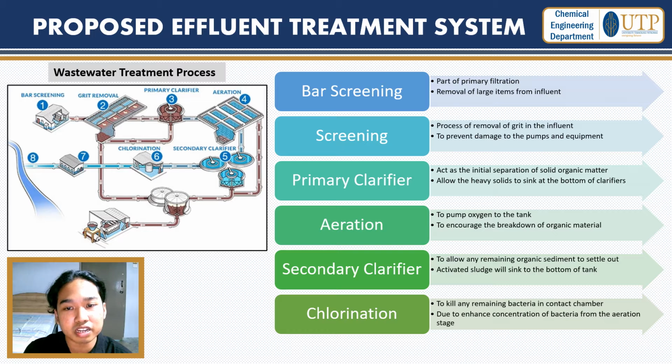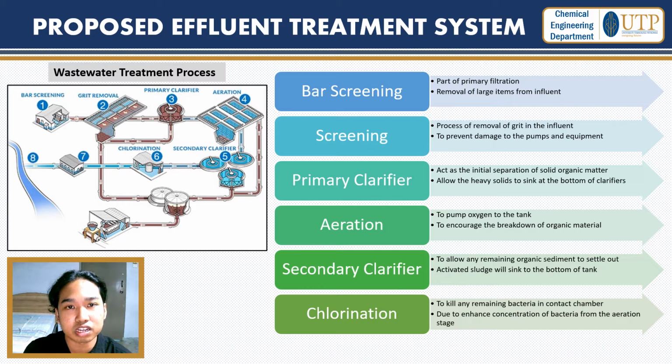Next is the primary clarifier. It acts as the initial separation of solid organic matter and it also allows the heavy solid to sink at the bottom of the clarifier. After that, we go to the aeration. It's the process to pump oxygen to the tank. This will encourage the breakdown of organic material.